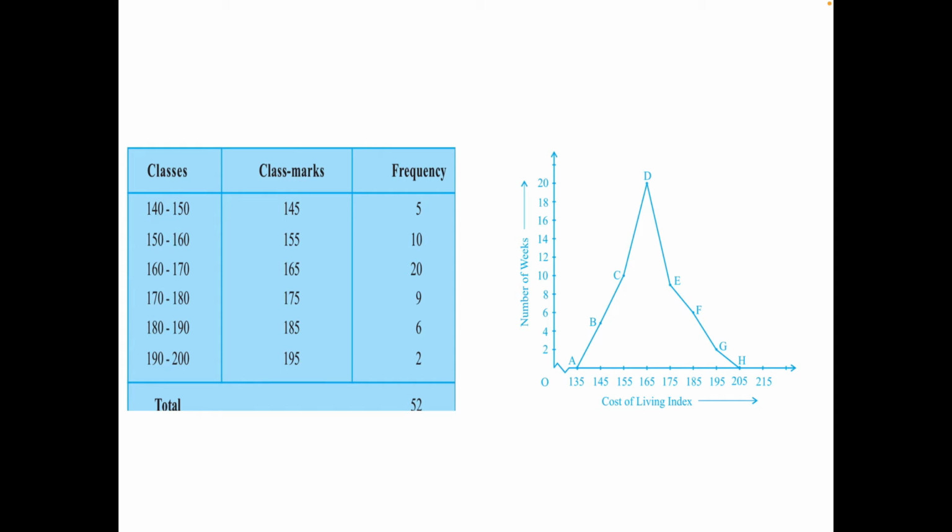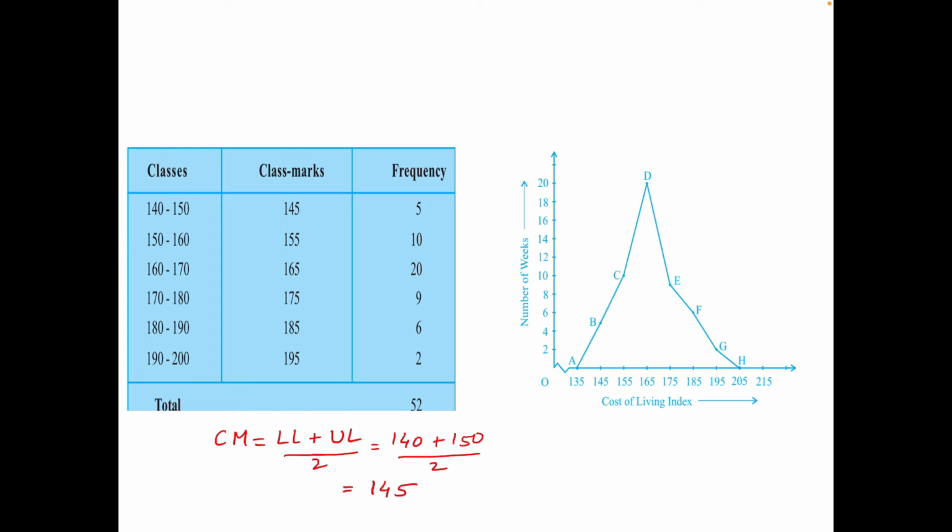I told you I can show you how to find the class marks. I am just writing CM equals lower limit plus upper limit divided by 2. In the first case the lower limit is 140 plus 150 divided by 2, and 140 and 150 will be 290, and half of 290 will be 145. So you can see it is 145.